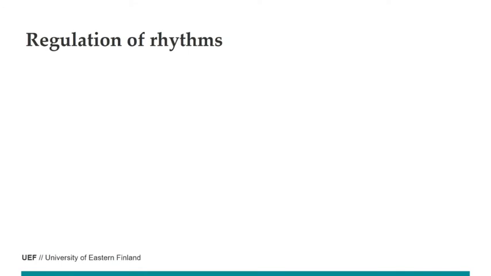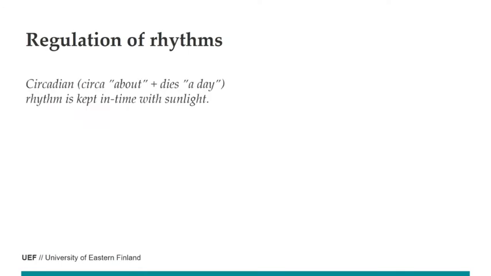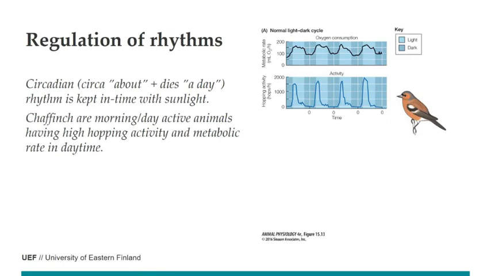And it can be regulated. So we have circadian rhythm. It means about a day, and it's kept in time with the sunlight. For example, this chaffinch is morning active. It's a very typical bird, for example, here in Finland, and they are singing quite a lot in the morning, and they are not only singing, but they are also hopping. This hopping activity happens for a few hours early in the morning, and because they are day active, the metabolic rate is also much higher in daytime versus nighttime, maybe 50% more.